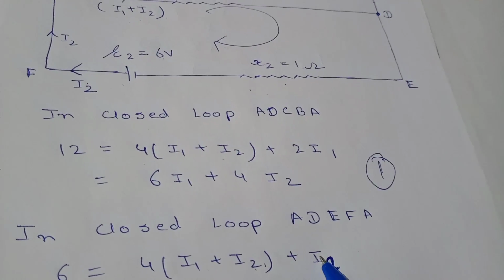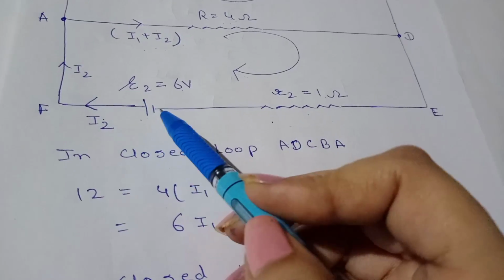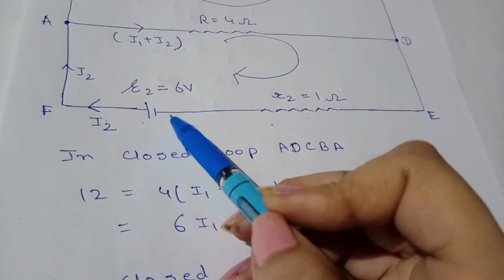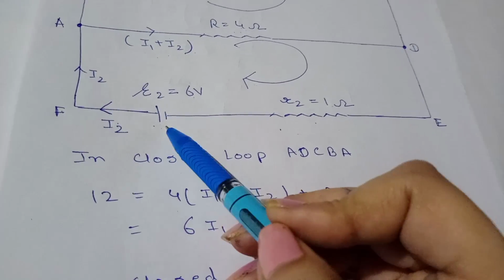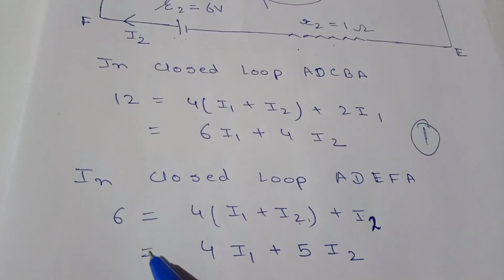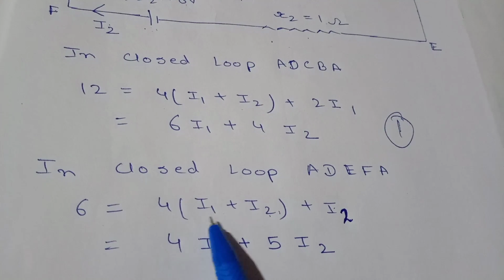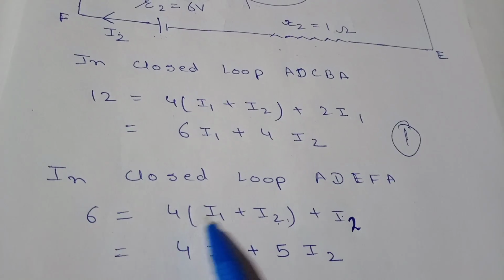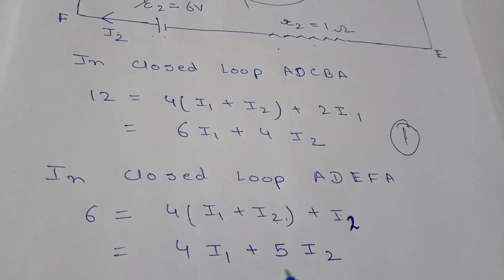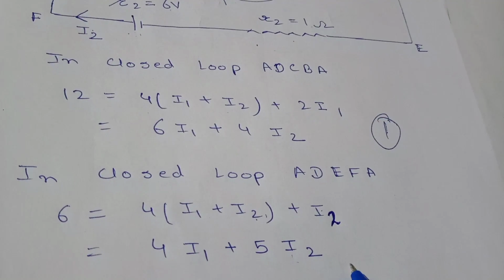This is our I2. Okay, so now going from there, our cell will come, that is from negative terminal to positive terminal. So our potential drop is positive, so we'll write it as plus 6. Okay, so after solving it, this is 4I1 and 4I2 plus 1I2. So 4 plus 1 becomes 5I2. So this is our equation number 2.